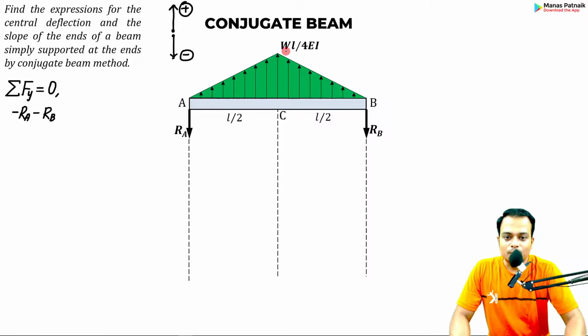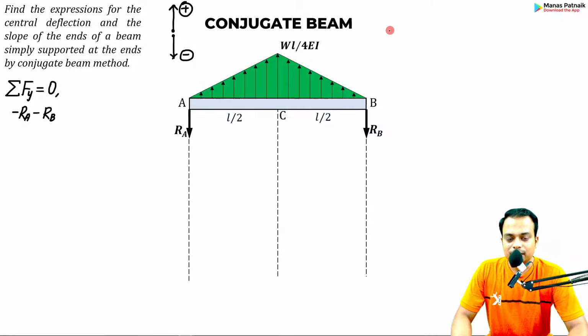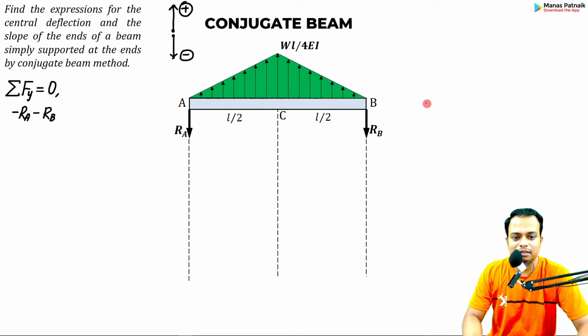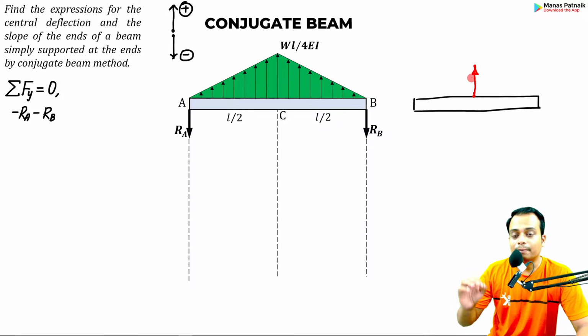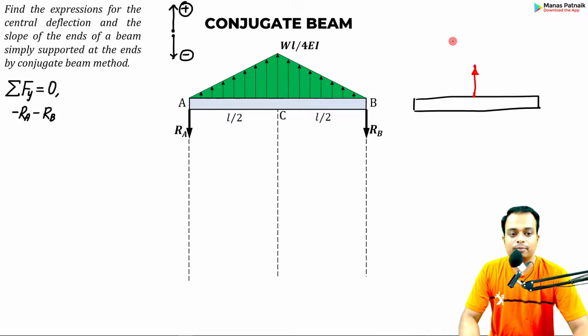What now? What about this load? Whenever you're dealing with a triangularly varying load, please remember that if I were to replace this entirely triangularly varying load with a single point load like this, that load would be acting at the center. Yes, that is true. But what would the magnitude be? The magnitude will be equal to the area of the triangle.